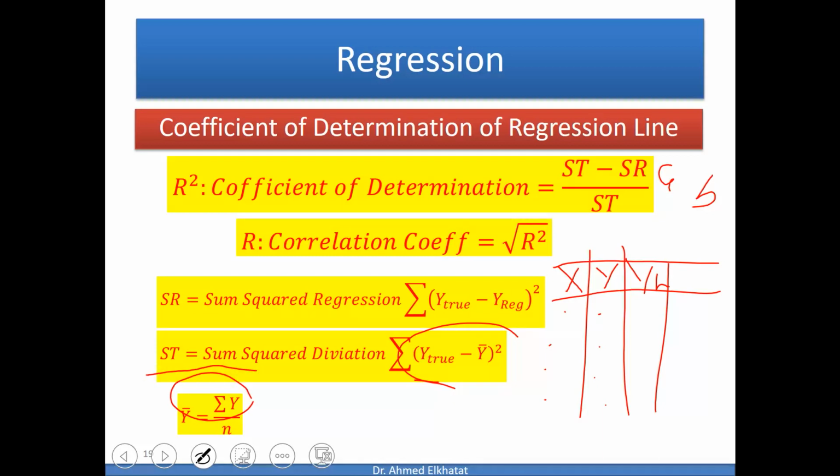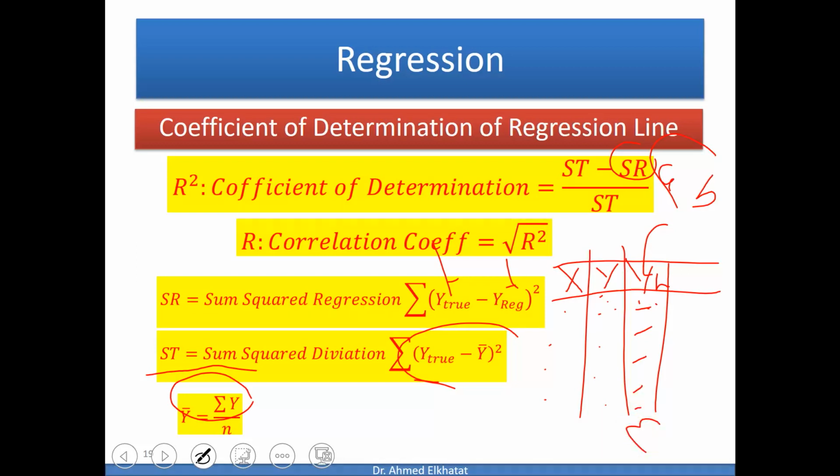the central value. Okay. Now we have Y regression. For Y regression, we used A and B to find it. So how close are these values to each other, Y regression and Y true? We take the summation of Y true minus Y regression, squared. So you have to compute all of them, then find the value of SR.